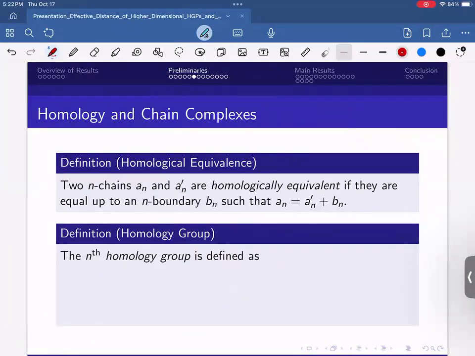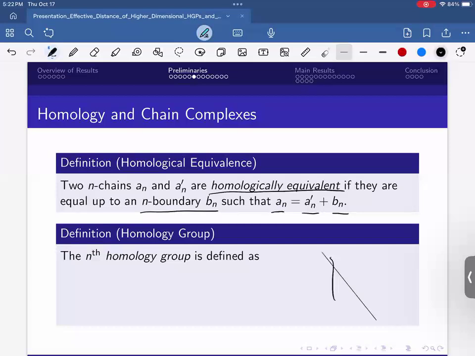So we say that two n chains, An and A prime n, are homologically equivalent if they are equal up to an n boundary Bn. So if you have an n chain An, and then another A prime n, if you can find some n boundary Bn, and if you add them in Z mod 2 and they give you the same thing, then they are equivalent. So an example will look something like this.